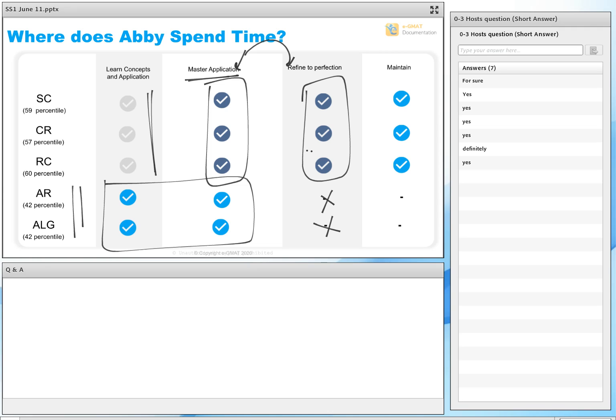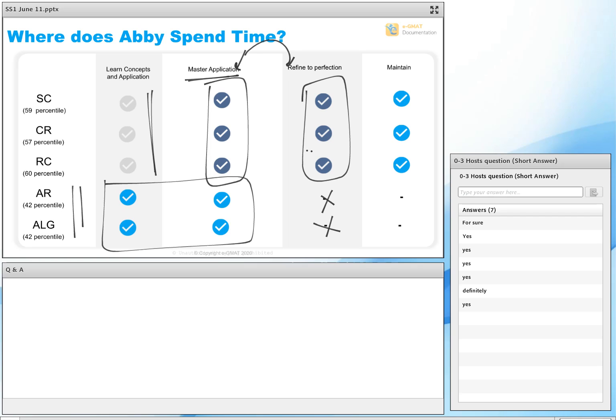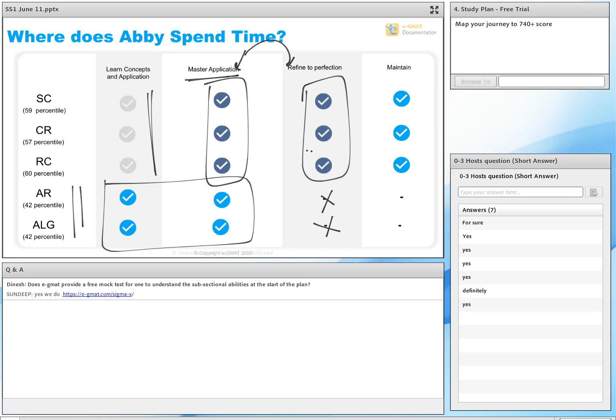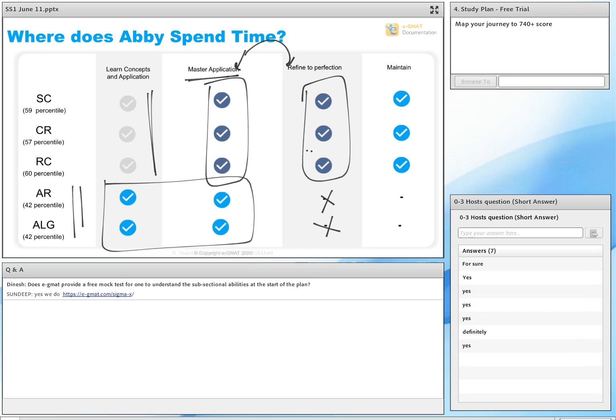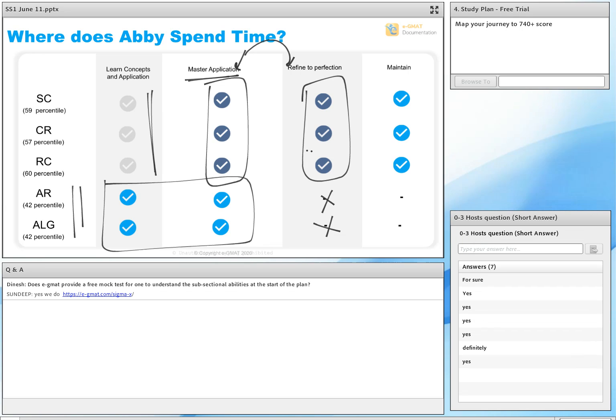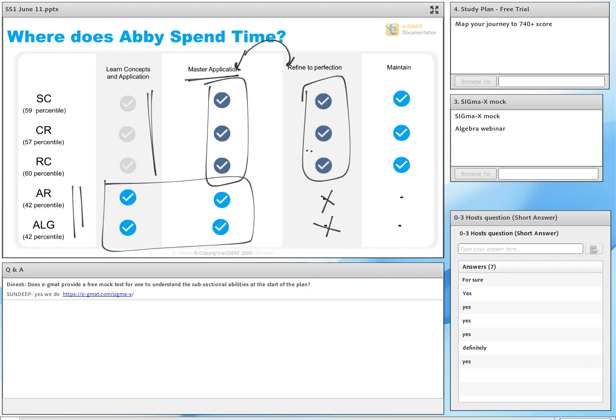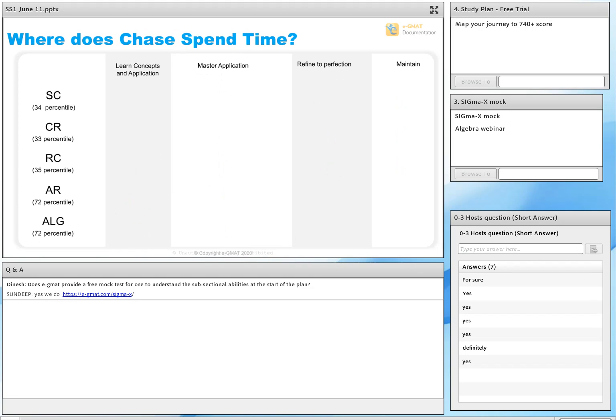Dinesh says, does eGMAT provide a mock to get those subsectional abilities? Yes, we do. In fact, we even provide that service where we help you build that study plan. So if you want to know how to build that study plan, you can actually schedule a call with a GMAT strategy expert. And if you want to know how to take a mock to get those starting abilities, you can take a Sigma X mock. Other than the official GMAT, it's the world's only mock test that gives you those subsectional abilities.